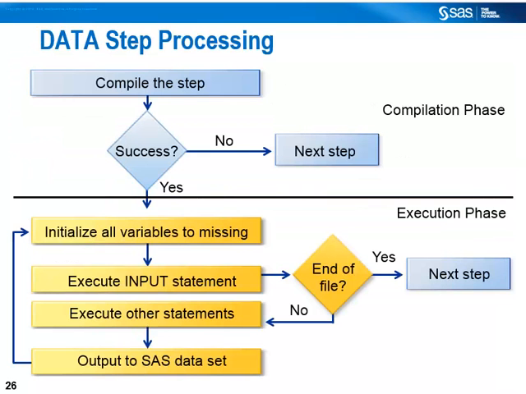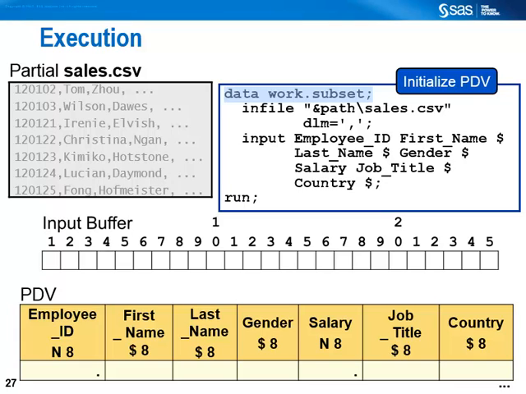Data step processing. If the data step compiles successfully, then the execution phase begins. During the execution phase, the data step reads the observations from the raw data file and creates observations in the data portion of the output dataset. By default, the data step executes once for each record in the raw data file. Moving on to the execution phase, SAS initializes the program data vector to missing, and when it goes to infile, it reads the infile statement.